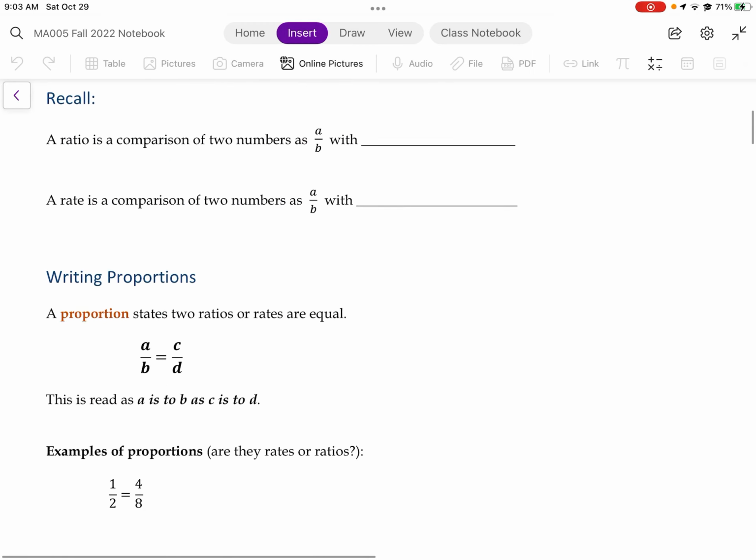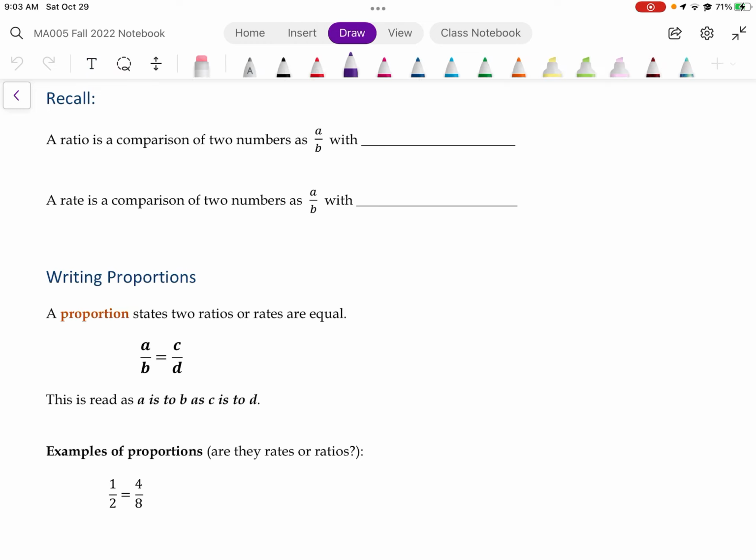So recall that a ratio is a comparison of two numbers, A over B, with no units, or the units cancel out. A rate, so we're comparing here a ratio and a rate. A rate is a comparison of two numbers as A over B with units. So it has units on the top, like miles per hour or dollars per box or whatever.